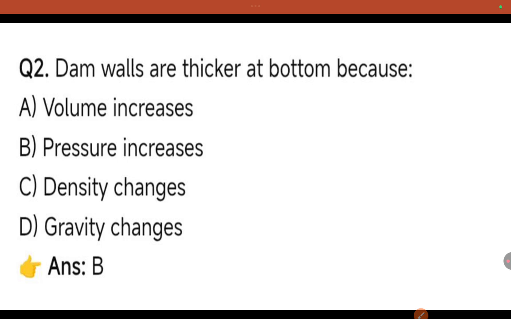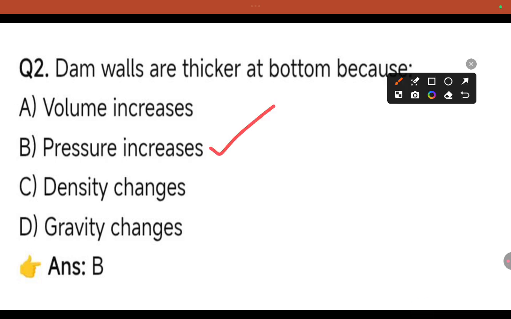Why are dam walls thicker at the bottom? So here the options are: value increases, pressure increases, density changes, gravity changes. So here the answer is pressure increases. Dam walls are thicker at the bottom because pressure increases.